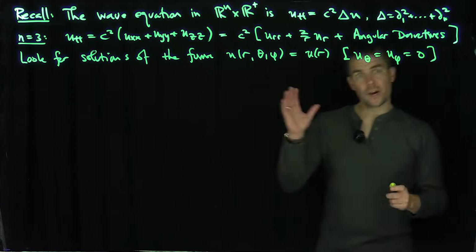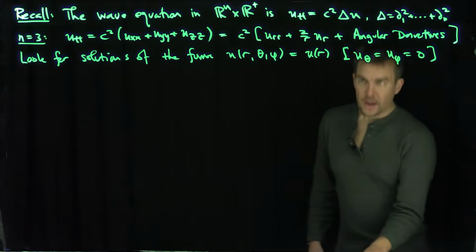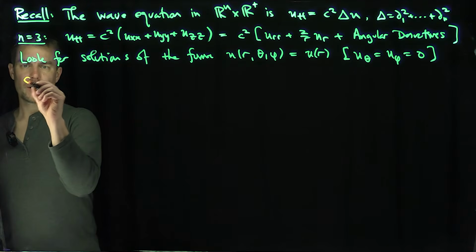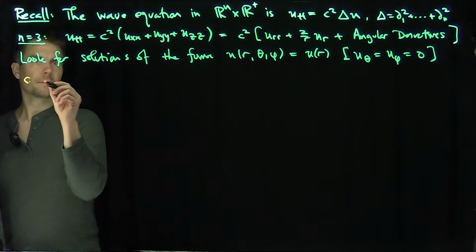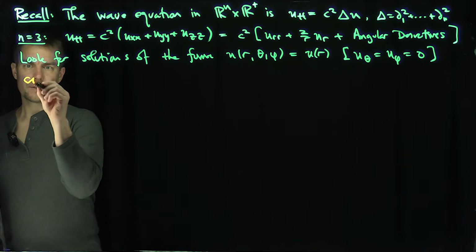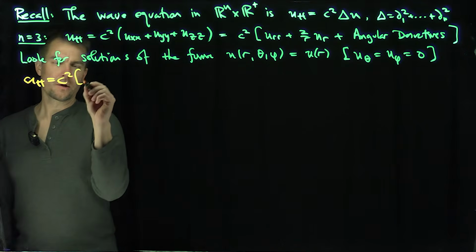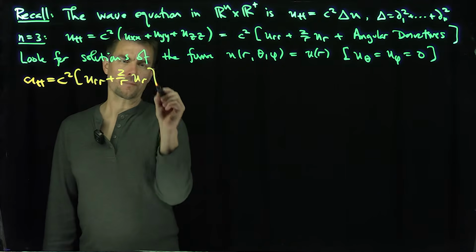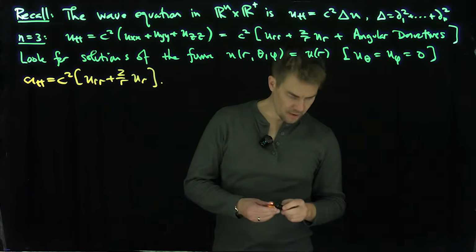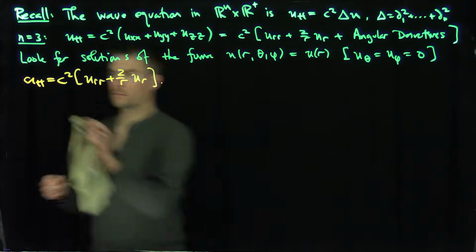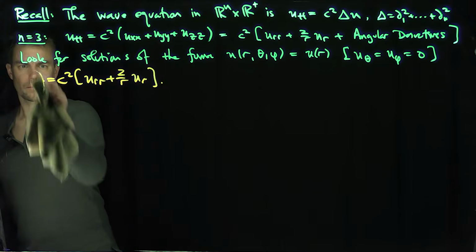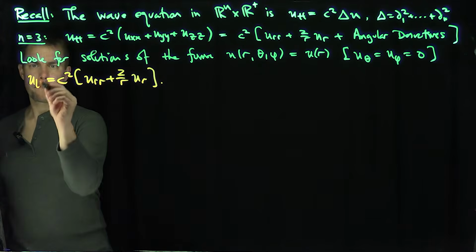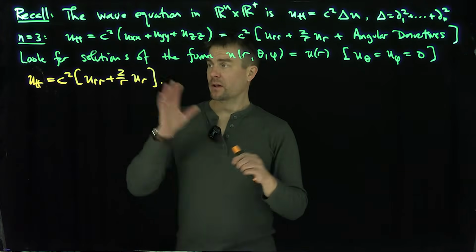So we're looking for radial solutions of the wave equation. And now, what does our wave equation become? Our new wave equation is u_tt equal to c squared times u_rr plus 2 over r u_r. Now to analyze this problem, let's make it look a little bit nicer.